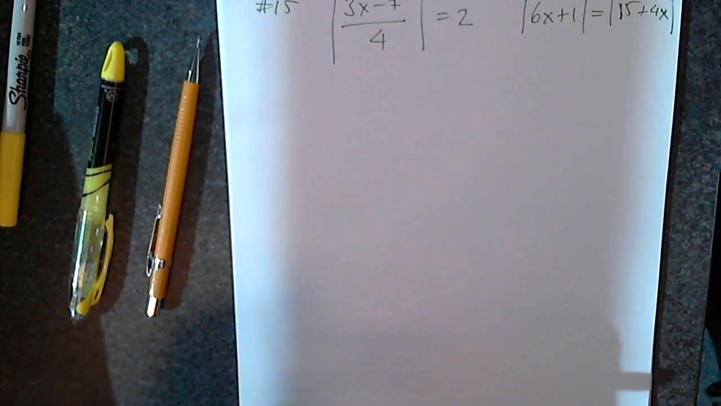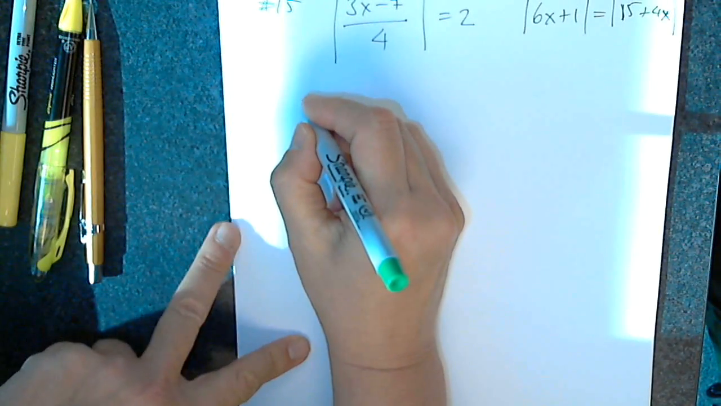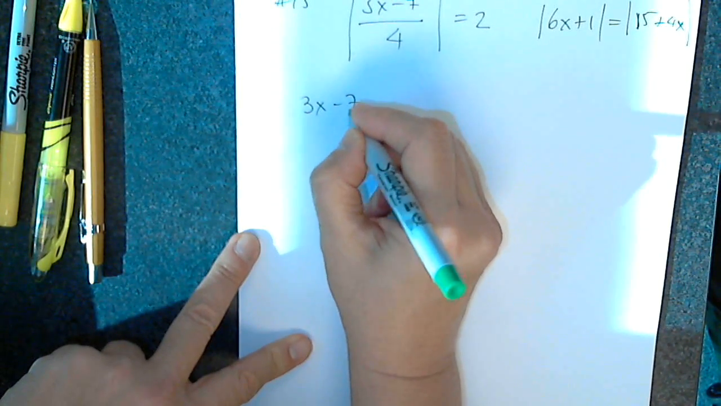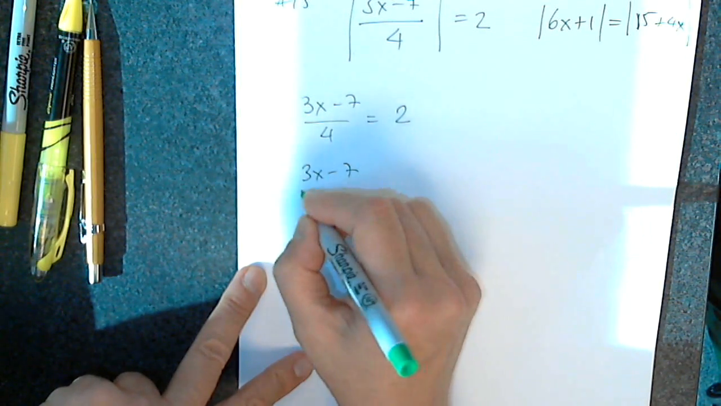Any suggestions? Yes. 3x minus 7 over 4 equals 4/3.